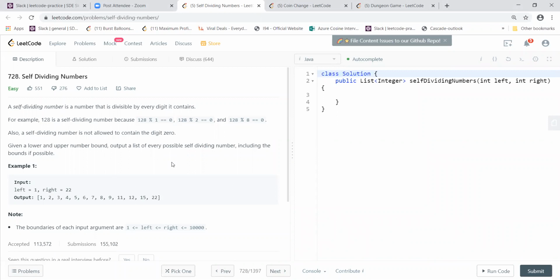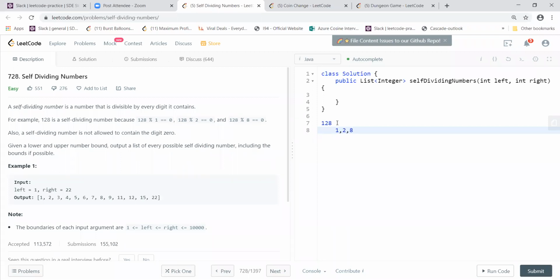The definition of a self-dividing number is a number that is divisible by every digit it contains. For example, if we have 128, and we take each of these digits, 1, 2, and 8, and they can divide 128, it means 128 is a self-dividing number. It also says that a self-dividing number cannot have a digit 0, because dividing by 0 is going to be an exception.